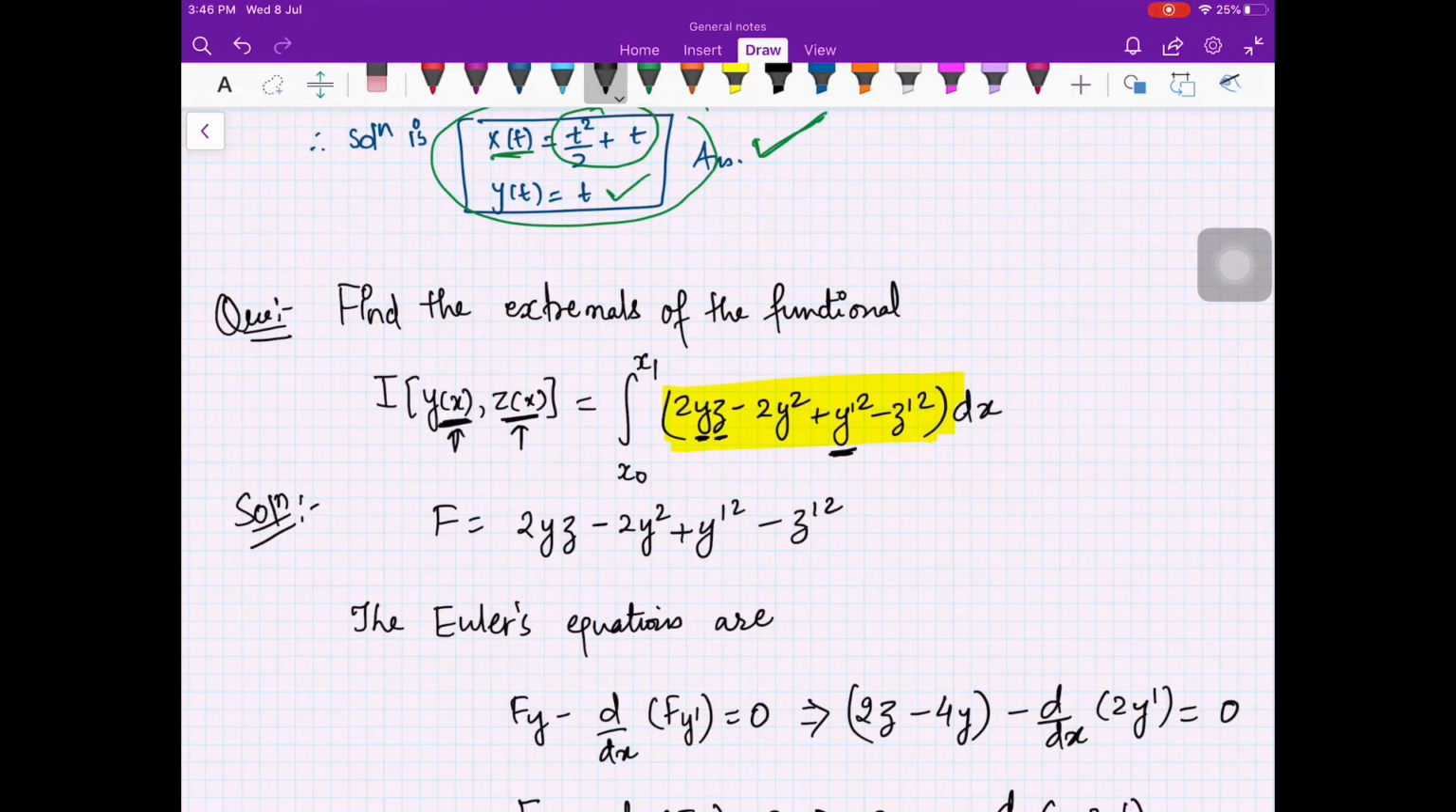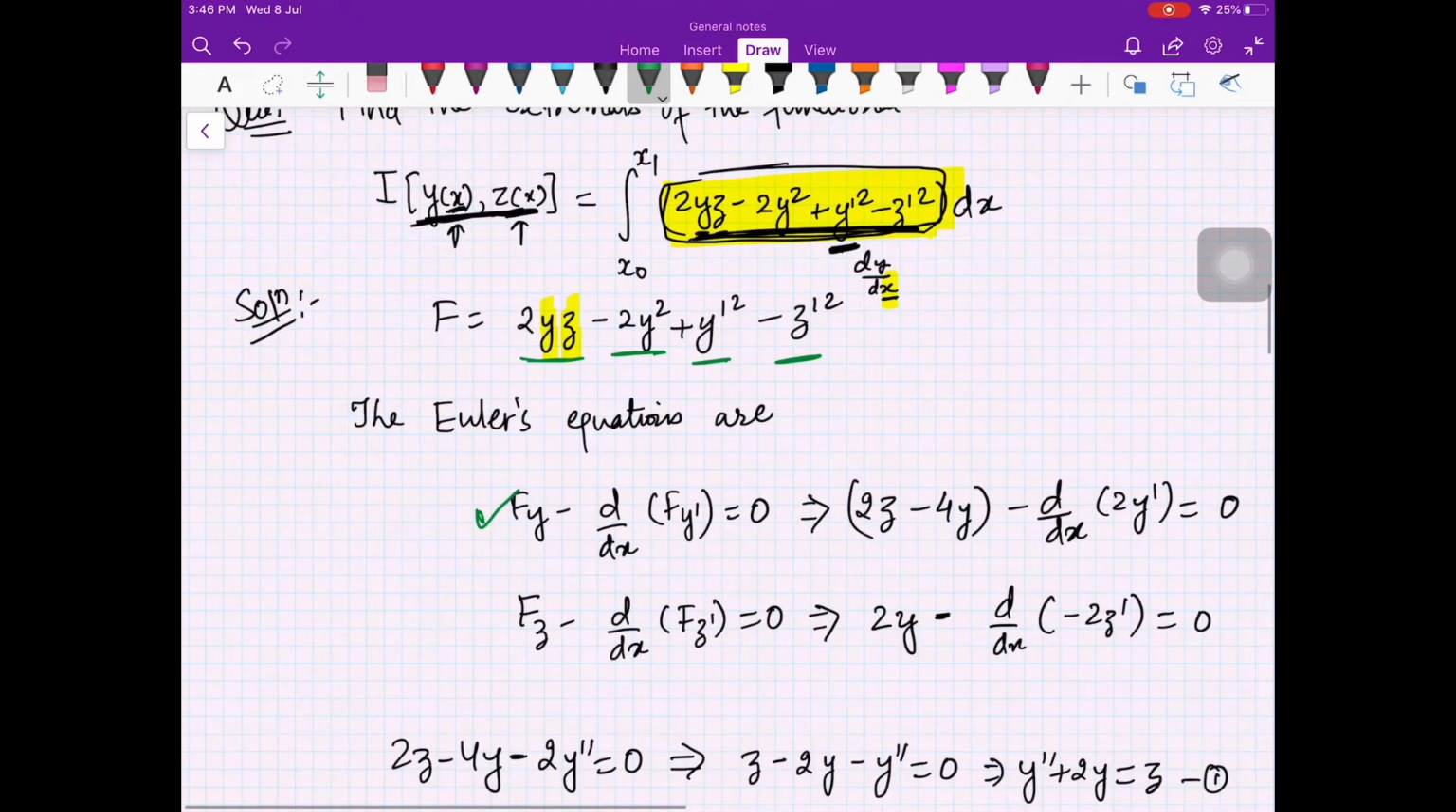You have to make sure that you understand it properly, because y dash is there, it means the derivative of y with respect to the independent variable. Although you cannot see the independent variable here, even if it is missing and they have written only y and z, you have to assume some independent variable is there, because only then will this y dash make sense. So you can treat that variable as x. So your function has one independent variable x and two dependent variables y and z, and your function is 2yz minus 2y square plus y dash square minus z dash square.